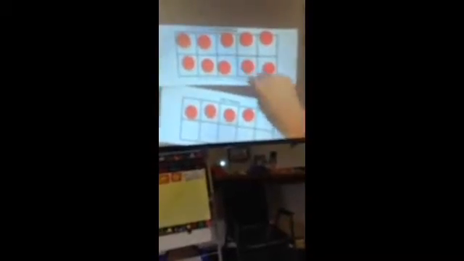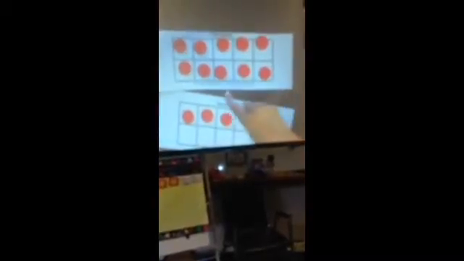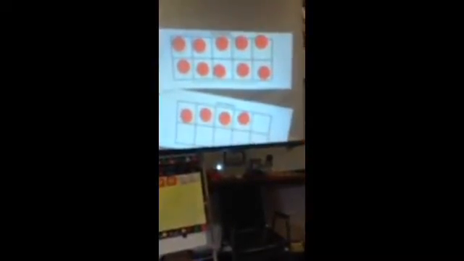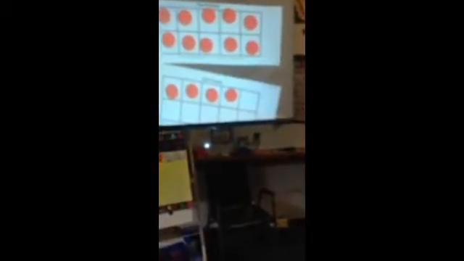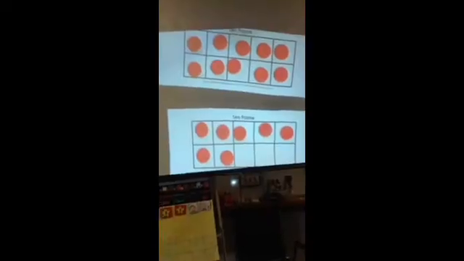Okay, so I did 10 on one 10 frame, and then 4 on another 10 frame. And how did you know that one was 10? Because they're called 10 frames, and there's 5 and 5 on the whole frame. And how did you know this was 4? Because 1 less than 5 is 4. Exactly. Take the number 17.